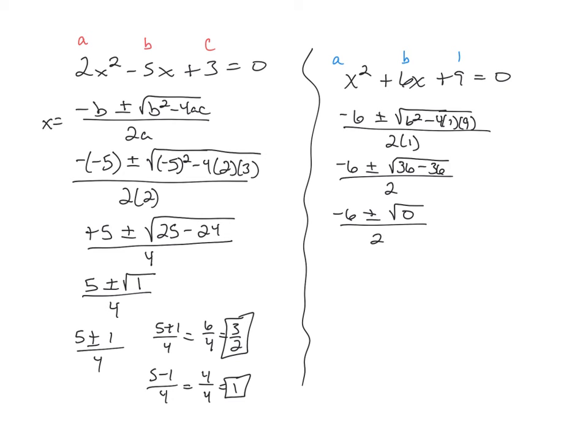36 minus 36 is 0. So square root of 0 is 0. And 0 is not positive or negative, so you just plus 0. So there's only one answer. If you did negative 6 minus 0, it's still negative 6. Okay, so when the square root is 0, that's going to give you one answer. Okay? So you will have, I think, 2 of them where you only get one answer. All right?